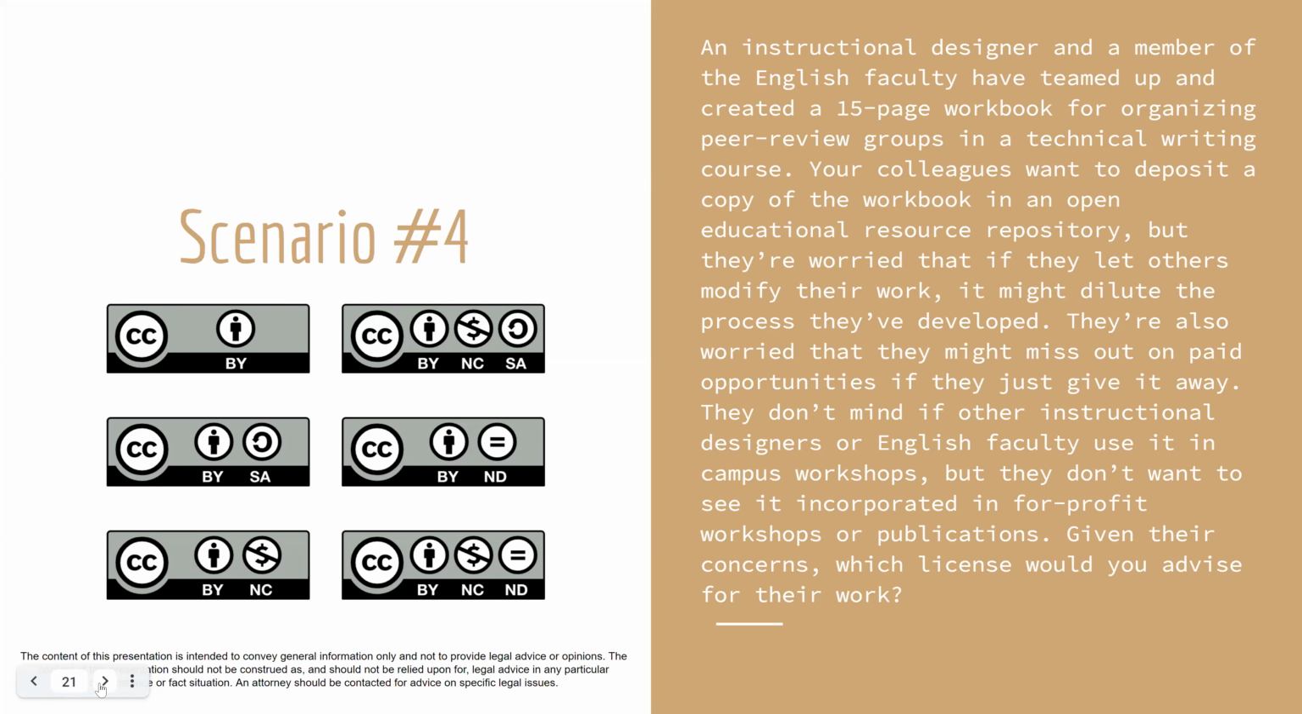Okay. All right, so one person got it correct. It is CC BY-NC-ND. That license would be the best option. The non-commercial condition ensures that any for-profit user would require permission from the copyright holder. And the no derivatives condition ensures that their signature process for running small peer review groups in technical writing courses won't be altered and redistributed.